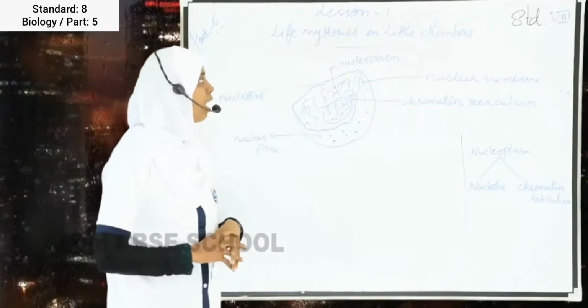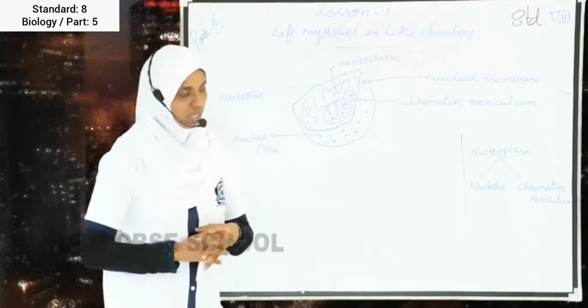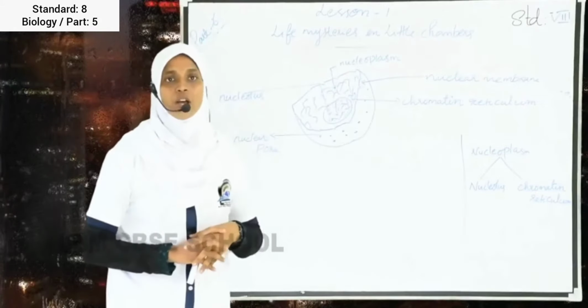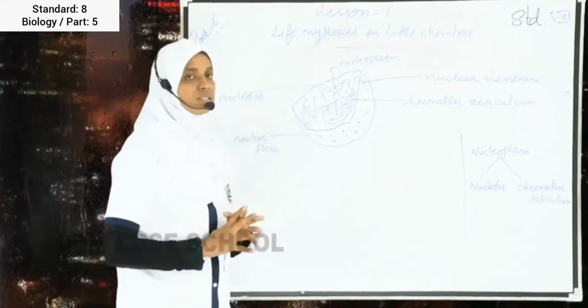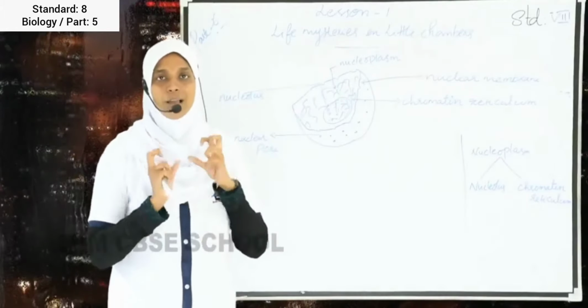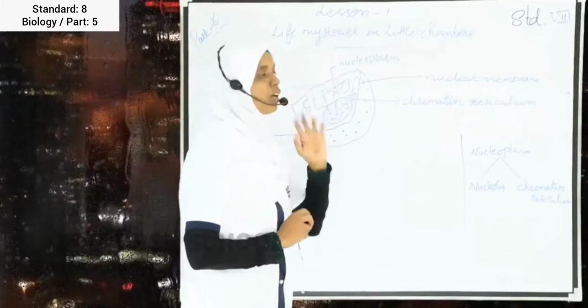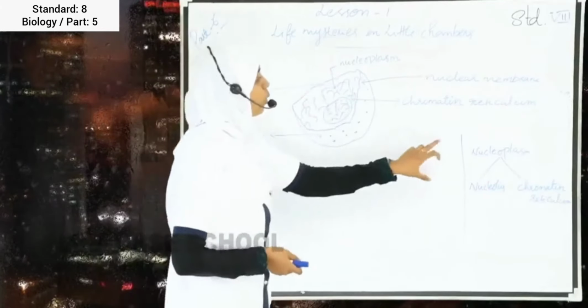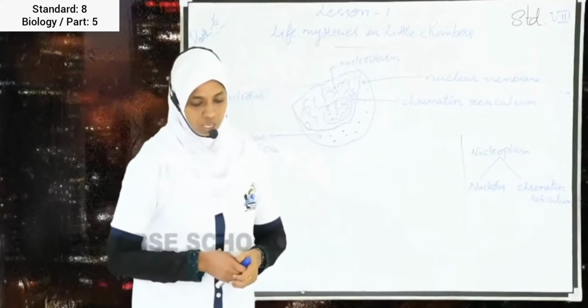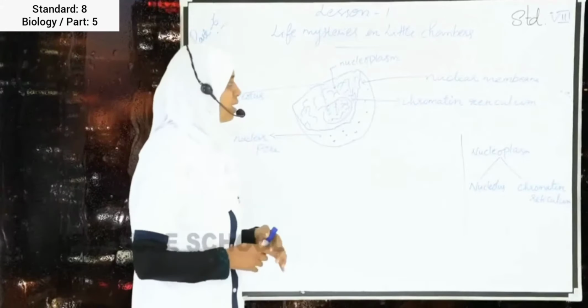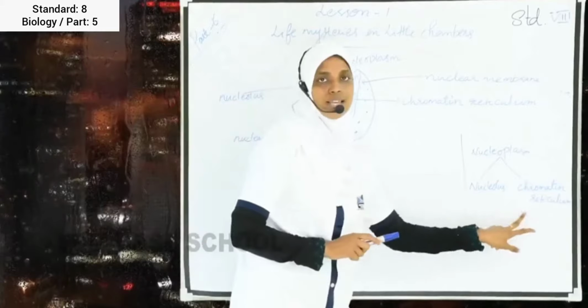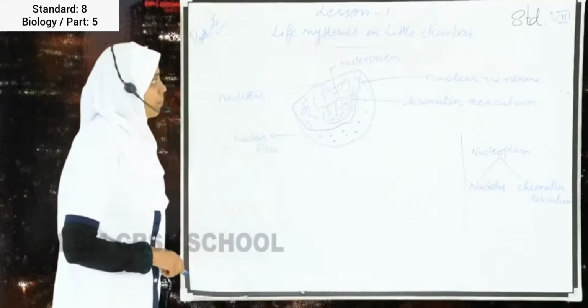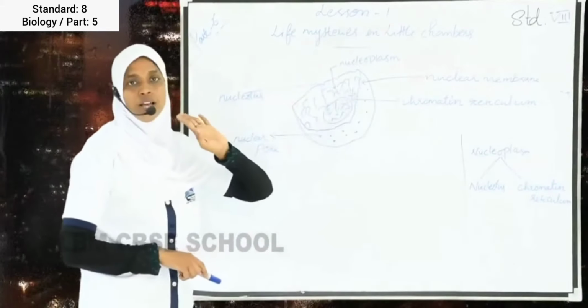The second part is the nucleoplasm. Nucleoplasm is the fluid part of the nucleus. In the nucleoplasm, the nucleolus and chromatin reticulum can be seen. This is the fluid part of the nucleus.